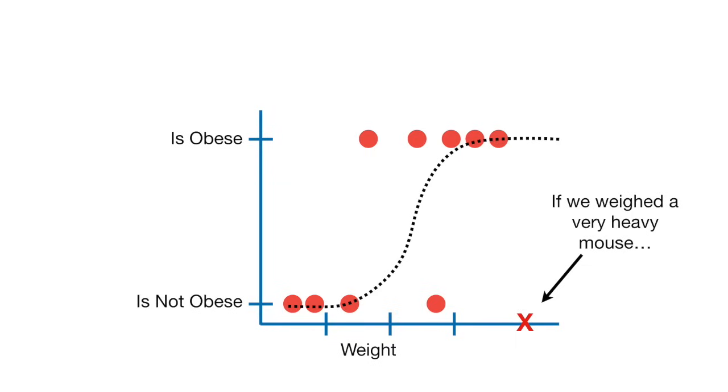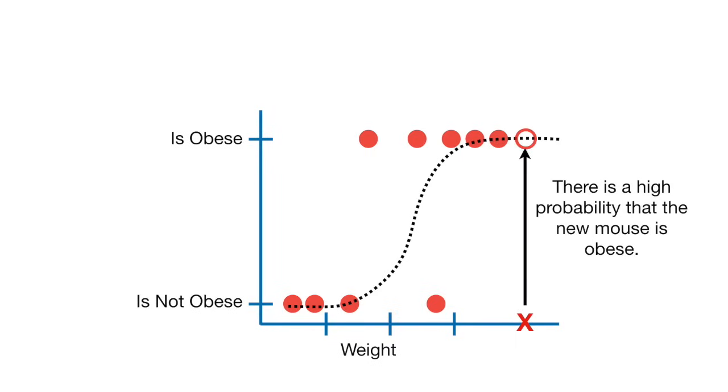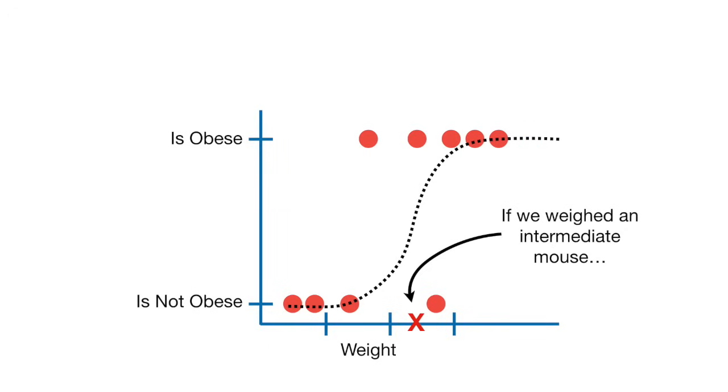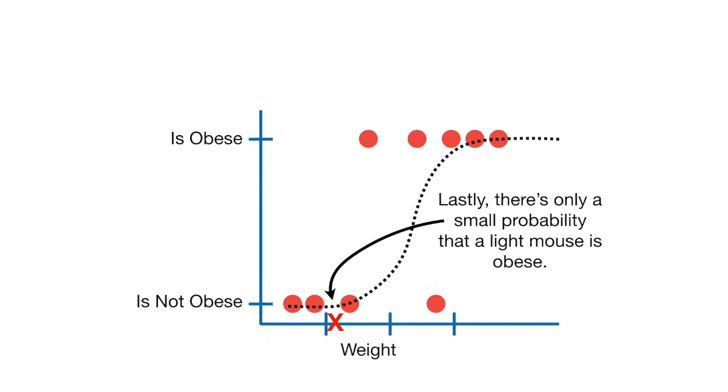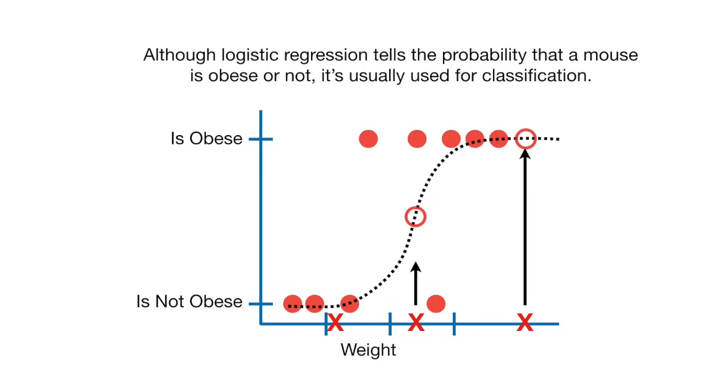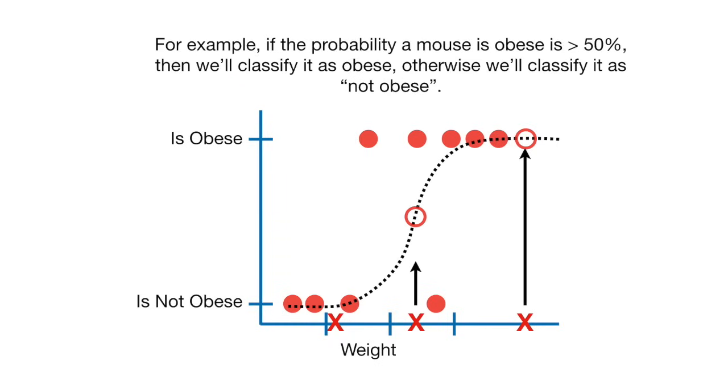If we weighed a very heavy mouse, there is a high probability that the new mouse is obese. If we weighed an intermediate mouse, then there is only a 50% chance that the mouse is obese. Lastly, there's only a small probability that a light mouse is obese. Although logistic regression tells the probability that a mouse is obese or not, it's usually used for classification. For example, if the probability a mouse is obese is greater than 50%, then we'll classify it as obese. Otherwise, we'll classify it as not obese.